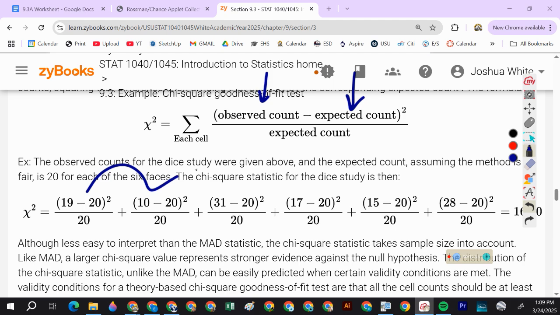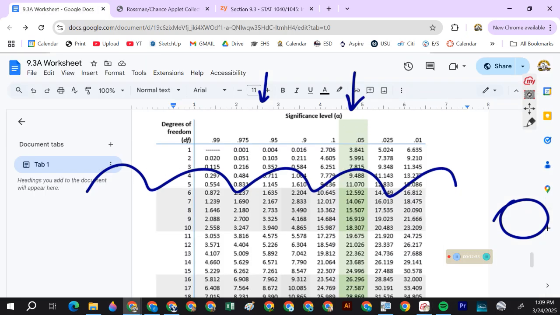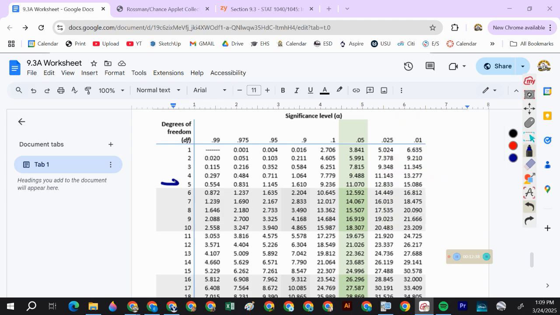So this one had 1, 2, 3, 4, 5, 6 categories. So for this one, the degrees of freedom is going to be 5. So if I wanted to look this up, my chi-squared is 16. So I go to my table, and I go to row 5, and I find 16, which is way over here somewhere. So what is my p-value? Less than 1%, so do I accept or reject? We would reject the null.